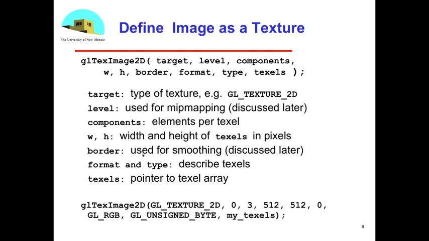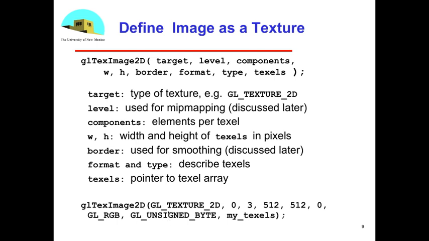And then we have to describe what those texels look like, whether they're something like unsigned bytes, which is actually what we're going to have to use for WebGL, or some other format, and whether they're RGB or RGBA. And finally, the key thing here is a pointer to the array on the application side of where those texels actually are.